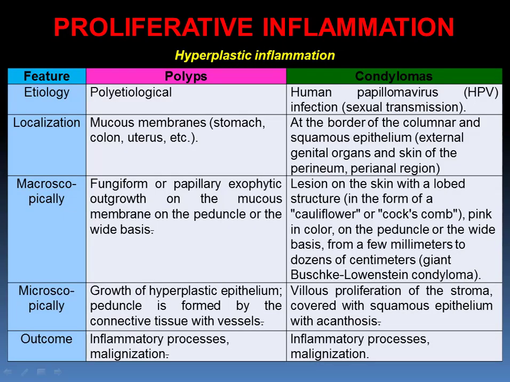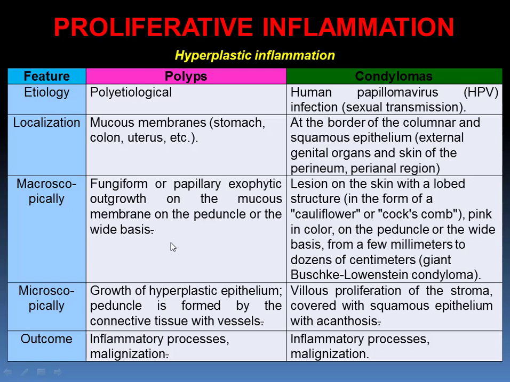Next variant of proliferative inflammation is hyperplastic inflammation, or inflammation with formation of polyps and condylomas. In this table we can see difference between polyp and condyloma. Polyps are usually polyetiological. In condylomas the reason is human papillomavirus. Polyps are localized in mucous membranes, in stomach, colon, uterus and so on. Condylomas are located in the border of columnar and squamous epithelium, in external genital organs, skin of the perineum and perianal region.